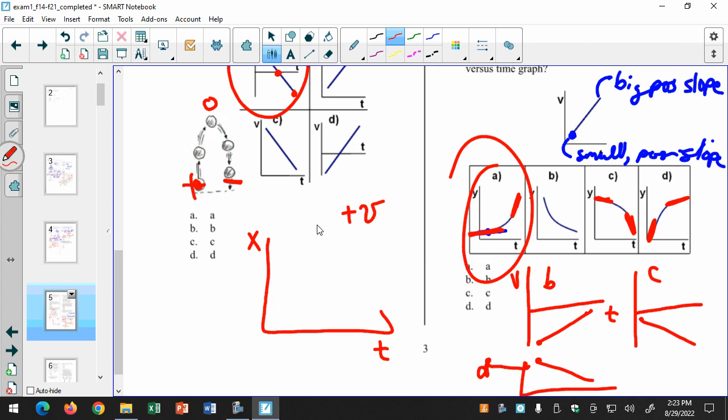What would that look like? Well, it would have a big positive velocity to start. How is that going to look actually? Big positive. It's going to look like this. And then that slope is going to get gradually smaller. So that graph, where a car is moving to the right and slowing down, would look like that. Does that make a lick of sense to you? Yeah? Okay.